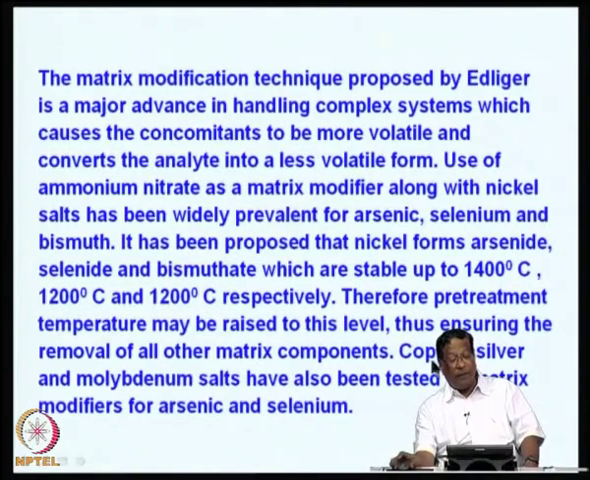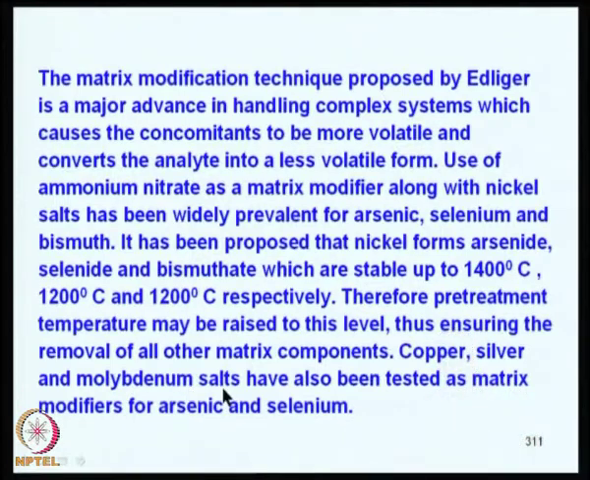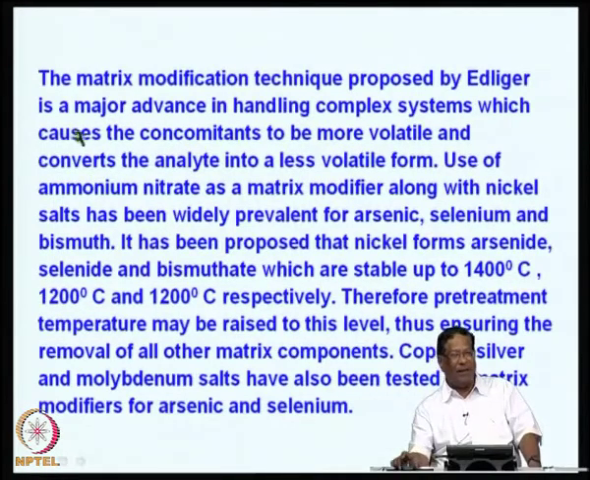So, copper, silver and molybdenum salts also people have tried. You can use copper salt, silver salt and molybdenum salt along with ammonium nitrate. Ammonium nitrate's function is basically as an ashing aid, nothing more than that. And these have been tested as matrix modifiers for arsenic and selenium.